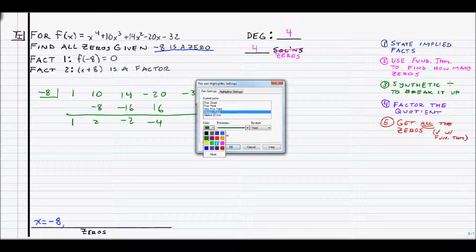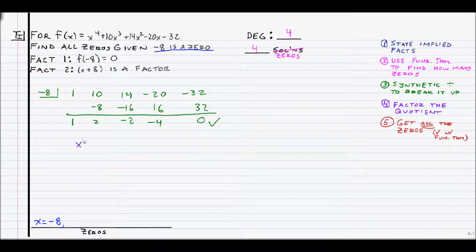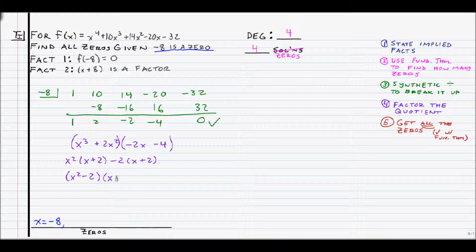Our quotient, what we're left with, is going to be x cubed plus 2x squared minus 2x minus 4. I'm going to break this up using grouping, so I'll use split the middle this time. I'll get x squared, x plus 2. Over here I'll get minus 2, x plus 2. Don't fall into that trap. If you pull out a negative, you have to change that sign also. So this is going to factor into x squared minus 2, x plus 2. So this is where my other 3 zeros are going to come from.